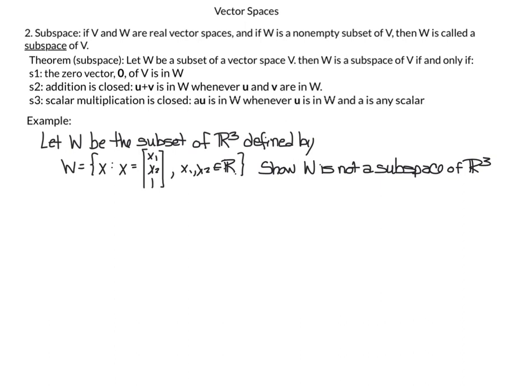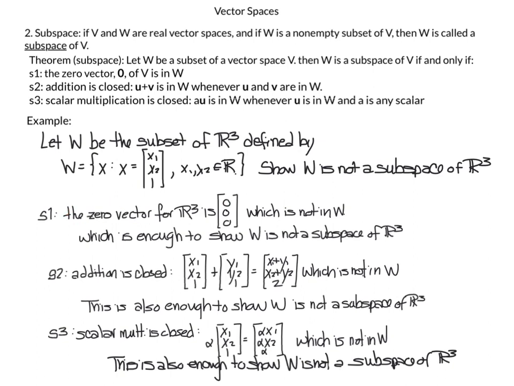And what would really help is to look at something that is not a subspace, that fails some of these conditions. So we're going to take this example where W is a subset of R3. In other words, we're going to look at the vectors where the z-coordinate is equal to 1. Again, that is a subset of R3. We want to show it is not a subspace. First, let's look at the zero vector, which is equal to 0, 0, 0 for R3. This is not in W because the z-coordinate is equal to 0 and not 1. So the lack of the zero vector is enough to show that W is not a subspace of R3. But we're still going to look at whether addition is closed.